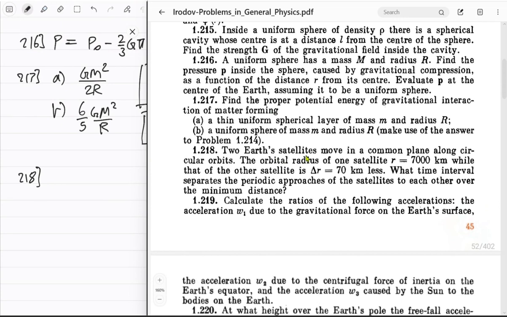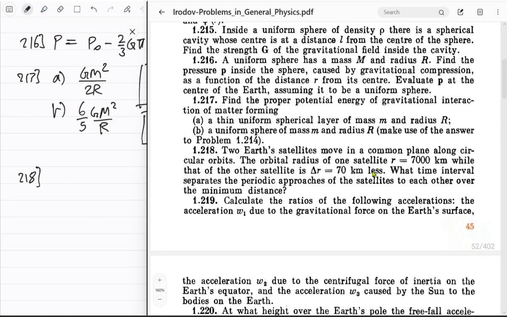Two Earth satellites move in a common plane along circular orbits. The orbital radius of one satellite is this thing, while that of the other is this much less. So two different radii, two orbits. Okay, understandable. What time interval separates the periodic approaches of these satellites to each other over the minimum distance? What? Periodic approaches of the satellites to each other.